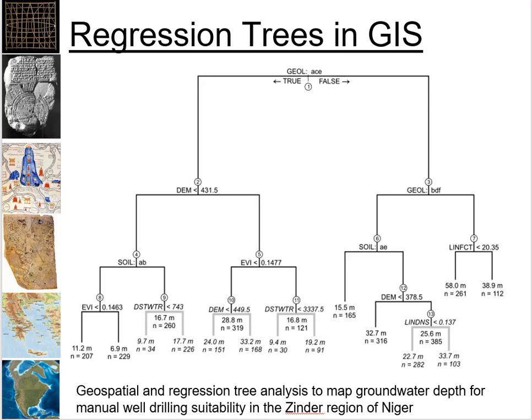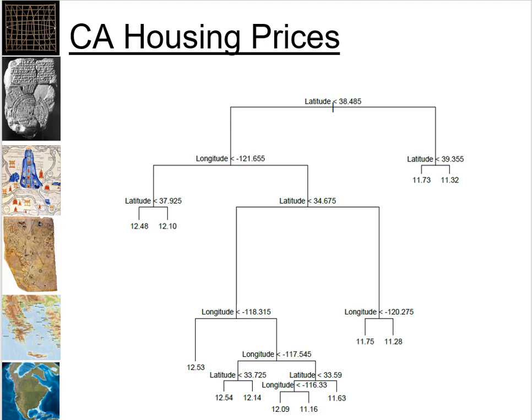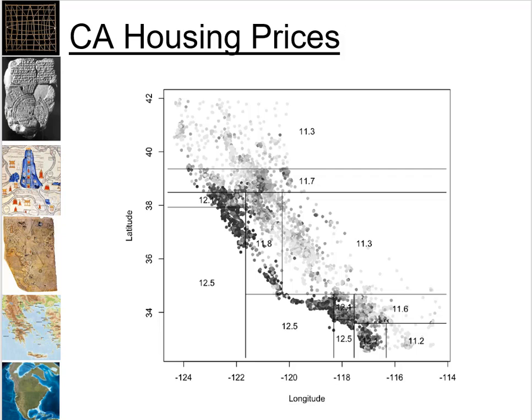This one is still not too complex. It's just an example to show you that they're used in GIS. Okay, in this case, different geospatial variables are used. Here's one for California housing prices that I don't really understand because they use latitude and longitude. And here's a map of that. So they're cutting up California's latitude and longitude, which is interesting.